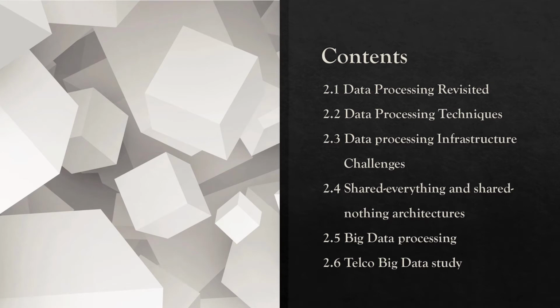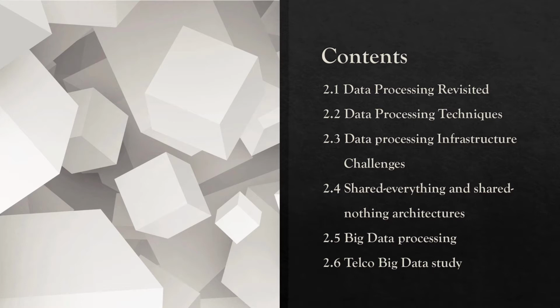So here are the contents for this chapter. We're going to have 6 subchapters. We start with data processing revisited, then data processing techniques, and then data processing infrastructure challenges. Next will be the architectures. There are 2 architectures, which are shared everything and shared nothing architectures. Then we'll go to big data processing, before we end this chapter with a case study on telco big data.